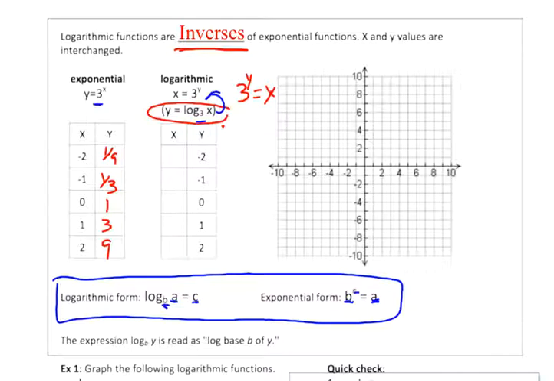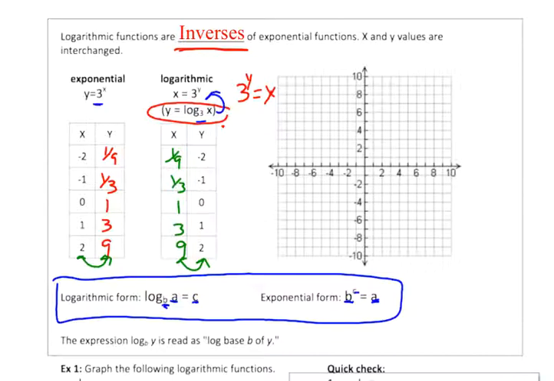If I put negative 2 in for y, I have 1/9 for my x. If I put negative 1 in for y, I have 1/3 for my x. If I put 0 in for y, I have 1 for x. And as I continue, I'll have 3 for x for the next one and 9 for the last one. So my x and y switch around. These are now the opposite from here. This y column was the x column for the exponential.